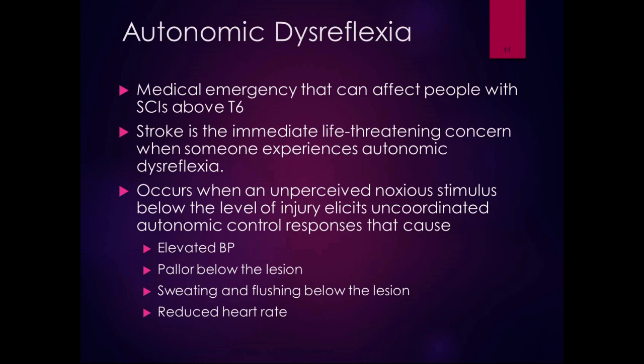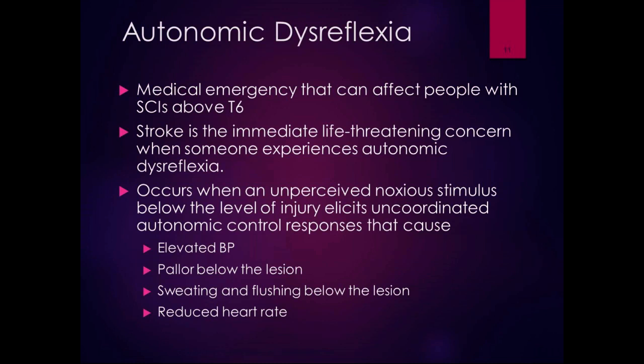But if you're monitoring their blood pressure, you would detect the elevated blood pressure, sweating and flushing below the lesion, and a reduced heart rate. The other thing, sometimes you'll get some pupillary response, and so you really want to watch your spinal cord injured patients closely for those type of responses. Often a noxious stimulus can be something like a kink in a catheter hose can cause that. So it's something that you should really be aware of with spinal cord injured patients.